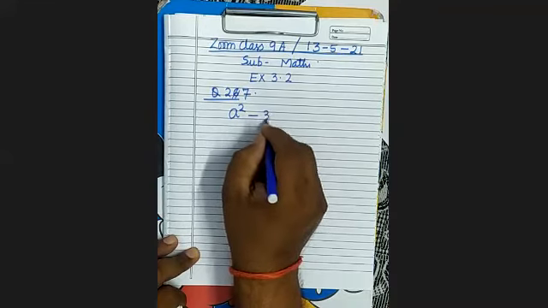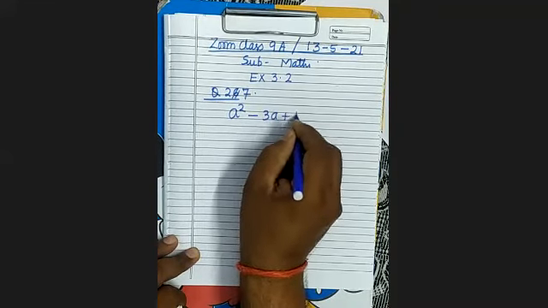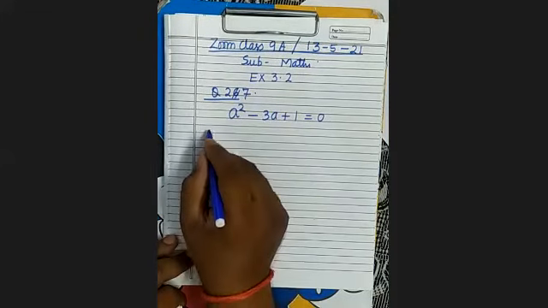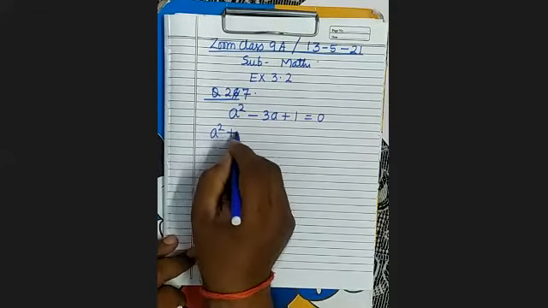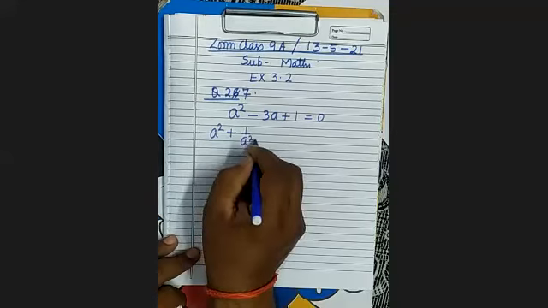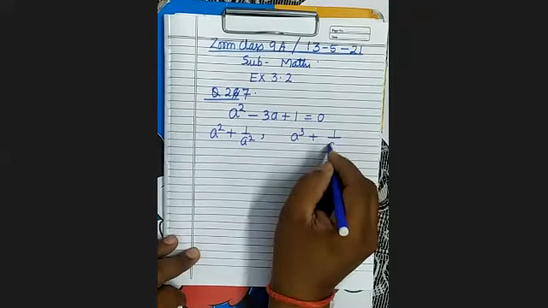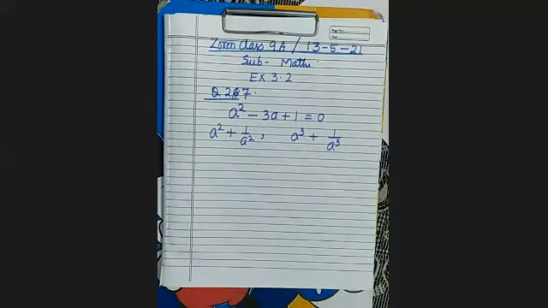It is given a square minus 3a plus 1 equals to 0. And you have to find the value of a square plus 1 upon a square, a cube plus 1 upon a cube. These values you have to find. So see here, what will you do? Here there is a special technique.